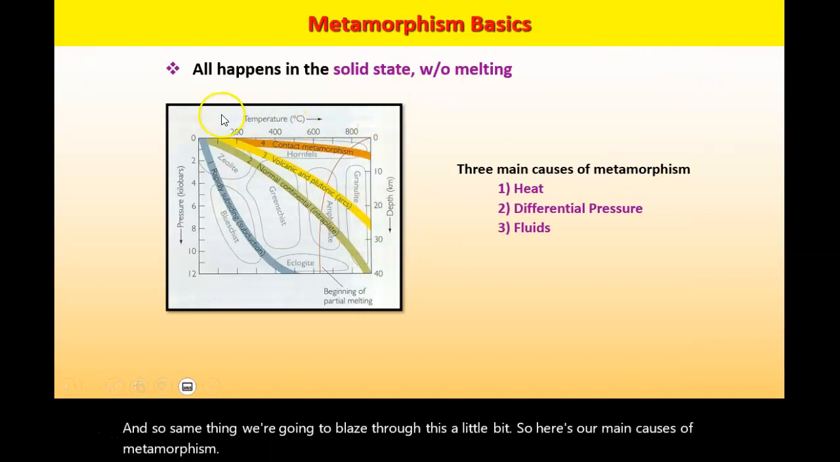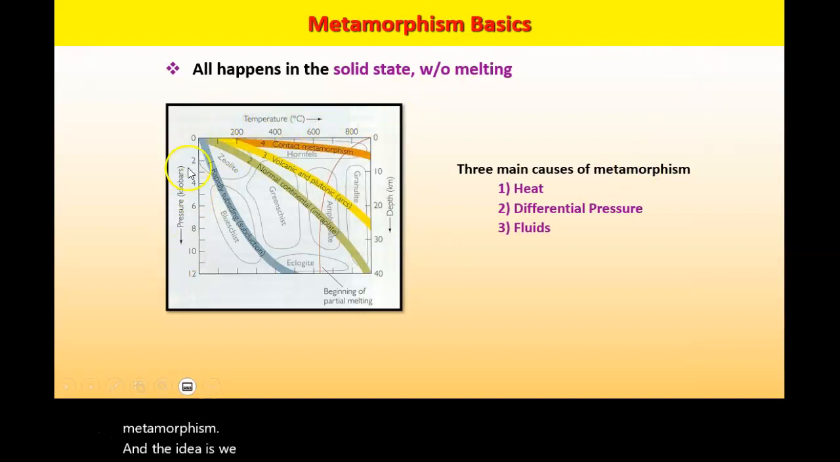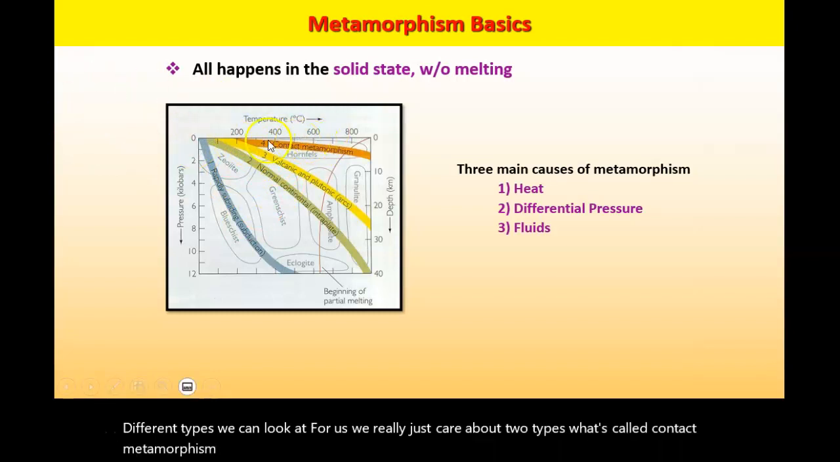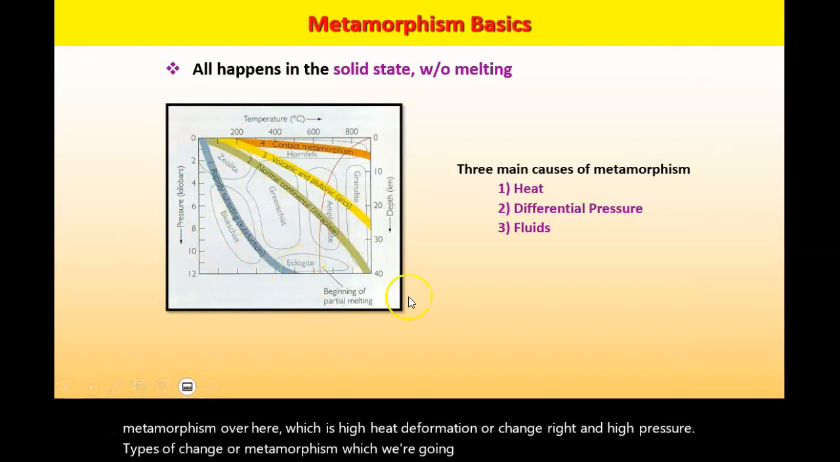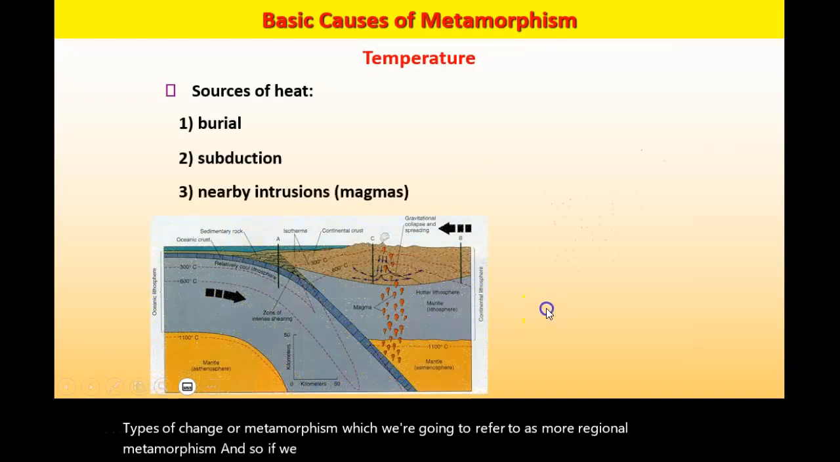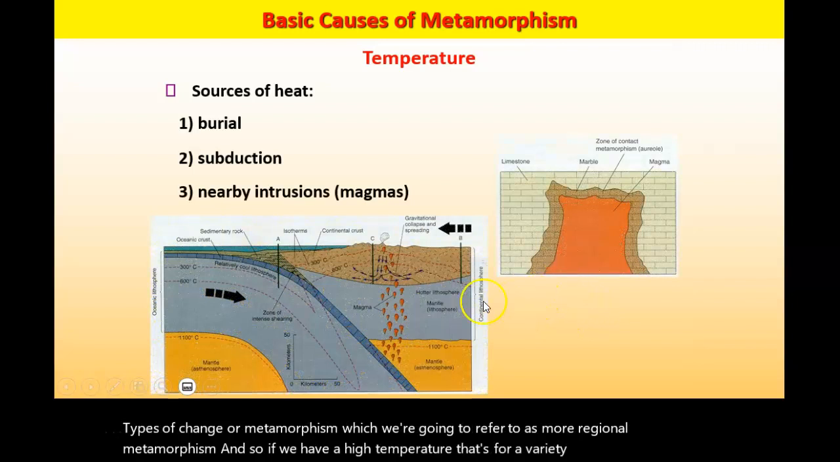And the idea is we have temperature and pressure, and so we have different types we can look at. For us, we really just care about two types, what's called contact metamorphism over here, which is high heat deformation or change, right? And high pressure types of change or metamorphism, which we're going to refer to as more regional metamorphism.